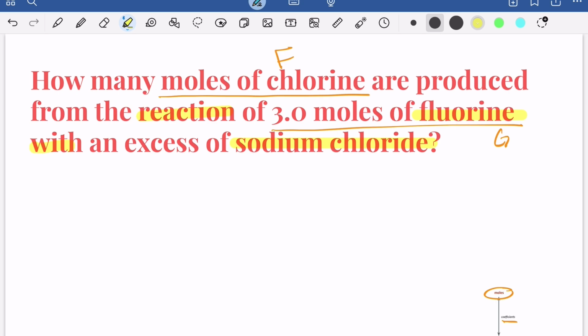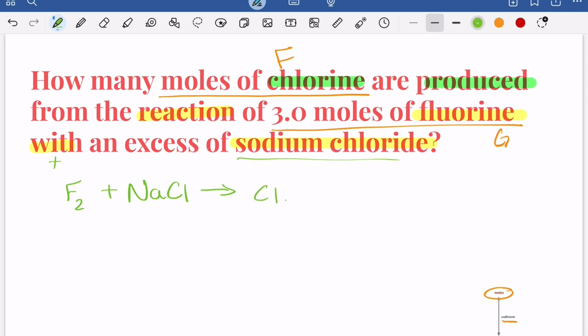So your reactants here, if we look at what it's given us, our reactants are fluorine. Fluorine by itself is F2, plus sodium chloride, NaCl. And this is a single replacement reaction. You all know what this is, but if not, you can also look back at your equation here, and it says how many moles of chlorine are produced. So that helps you see what that one product is going to be.